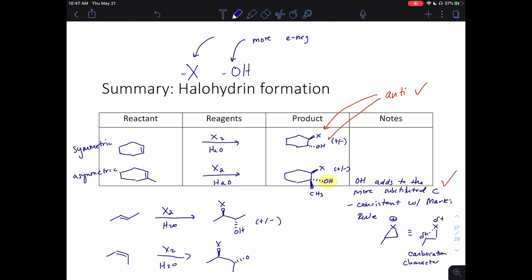The only added wrinkle here is that oftentimes the carbon chain will be rotated into its zigzag conformation, just like this. And when you rotate around that bond, that's going to put the hydroxyl on the same side as the X group. But don't worry, they added anti. The rotation just puts them on the same side, makes them look cis. Okay.